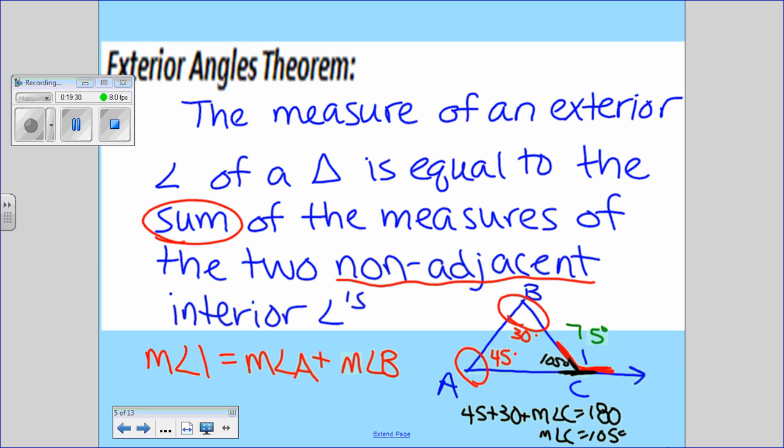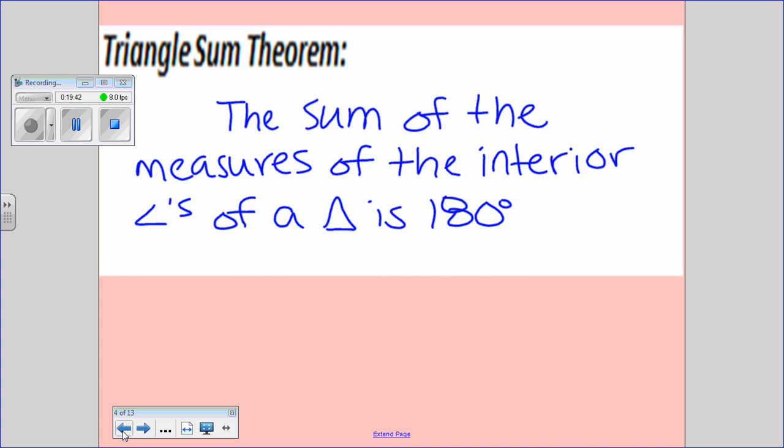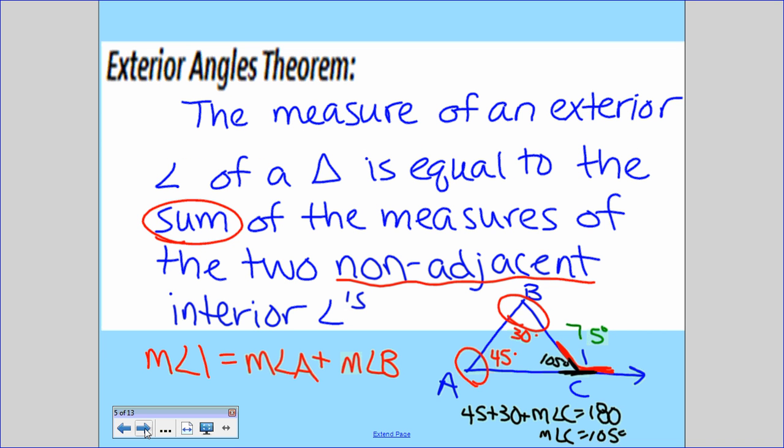Yes, Cal? So angle B is 30 degrees, angle A is 45 degrees. How does angle C... Because we just learned the triangle sum theorem. This picture is not necessarily drawn to scale. The triangle sum theorem says that all the angles inside add to 180. So if these are 75, then that has to be 105. It's not drawn to scale. I just sketched it and picked numbers to give you an example. We'll do some problems, you'll see.